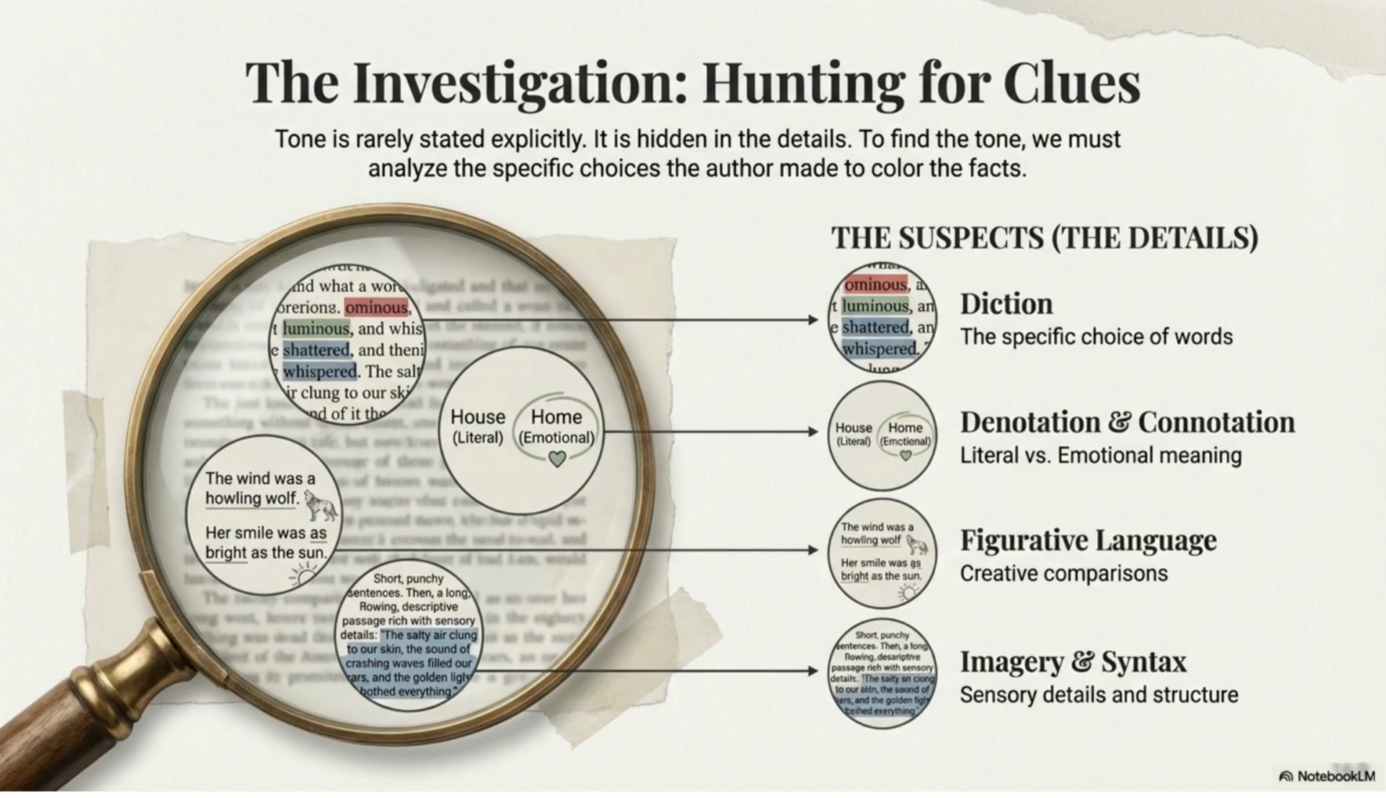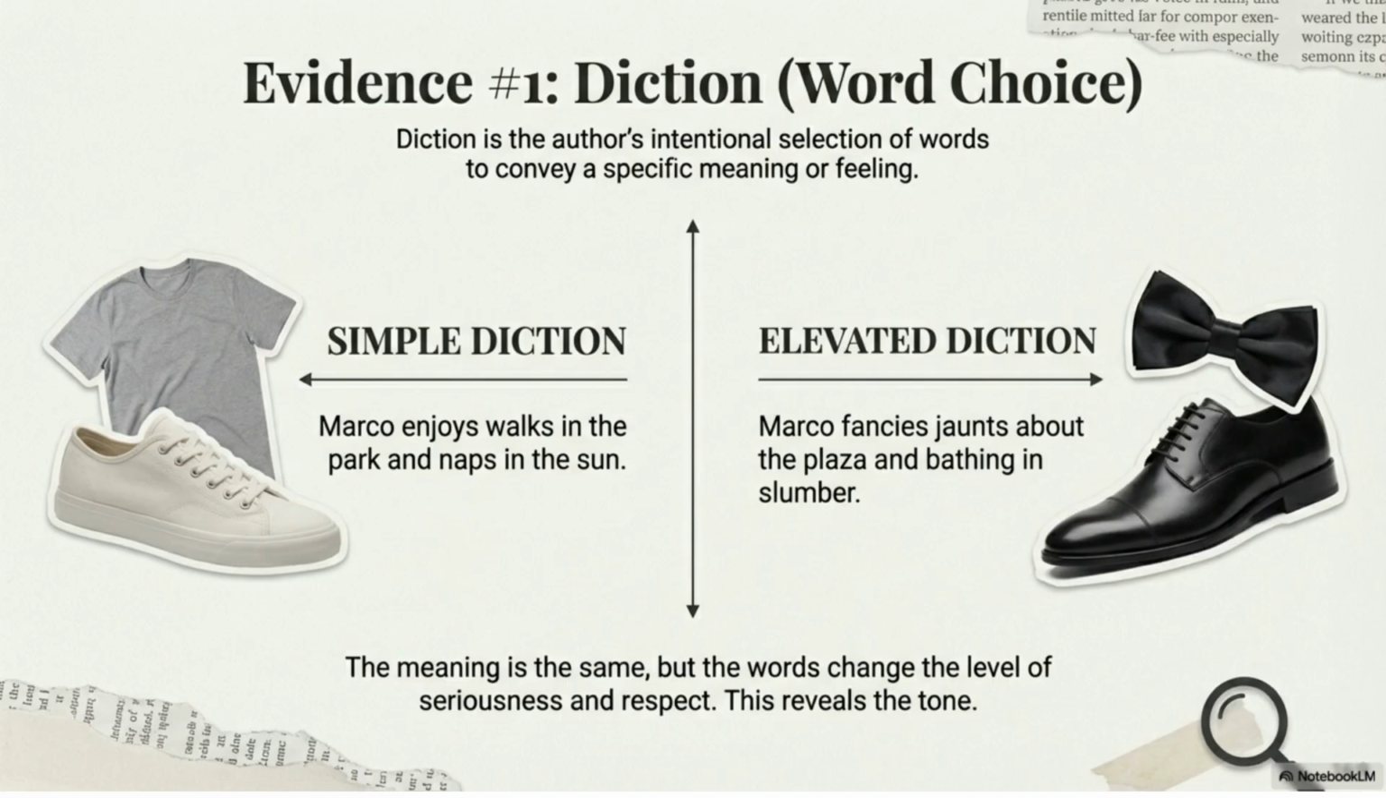Tone is hidden in the details, so readers analyze the author's specific language choices rather than just the facts. The suspects in the investigation are diction, denotation and connotation, figurative language, and imagery and syntax. Each of these elements provides clues about how the author feels. By examining these details together, readers can determine how the author is coloring the facts and identify the tone of the text. Diction, or word choice, shapes tone even when the meaning stays the same.